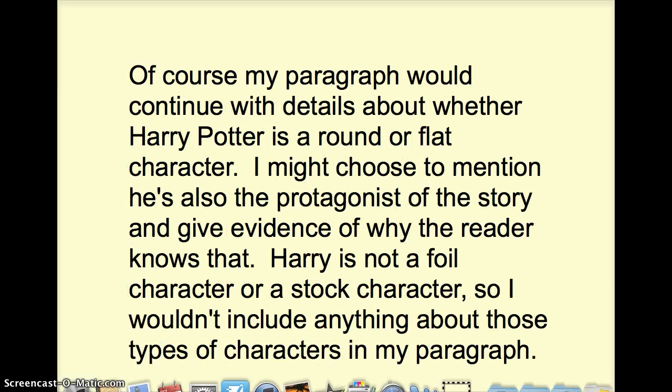Of course, my paragraph would continue with details about whether Harry Potter is a round or a flat character. I might choose to mention he's also the protagonist of the story and give evidence of why the reader knows that. Harry's not a foil character or a stock character, so I wouldn't include anything about those types of characters in my paragraph.